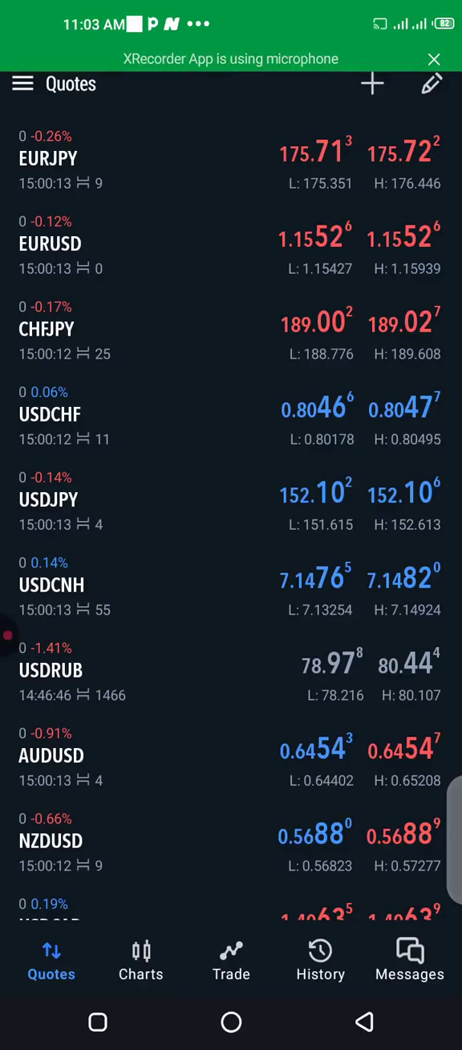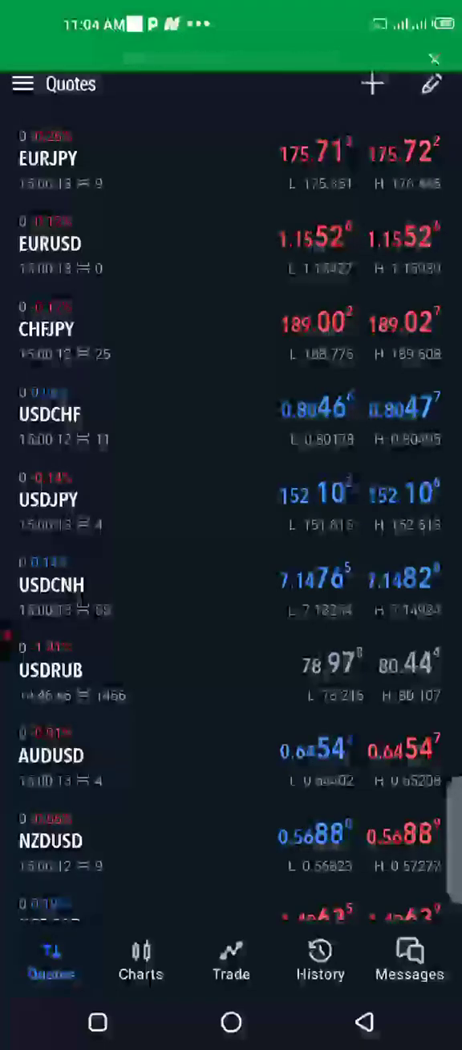Now, let's go to the major pair. These are the most traded pair in the world. They always include the US dollar and one other major economic currency. For instance, we have 7 of them, which are: Euro USD, USD JPY, GBP USD, GBP CHF, AUD USD, USD CAD, and NZD USD.